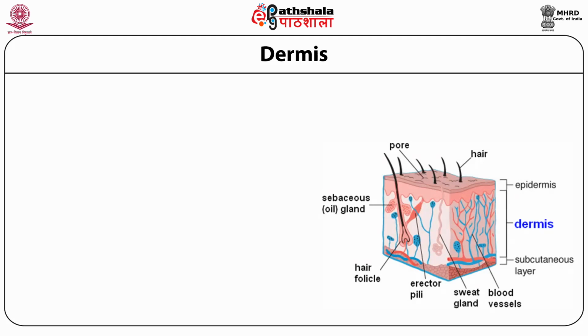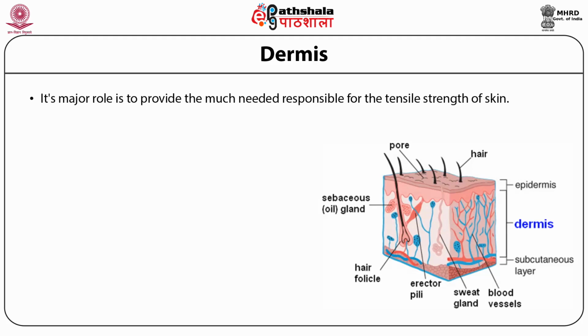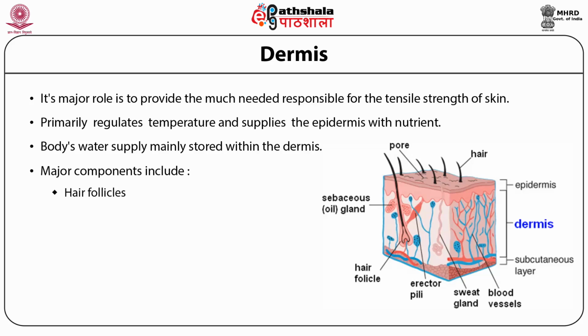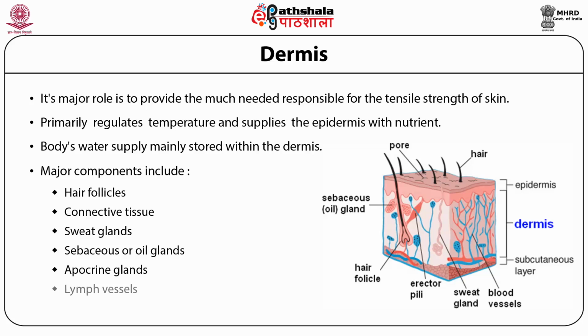Following the epidermis is the dermis layer, which has a major role in providing the much needed tensile strength to the skin. It primarily regulates the temperature and supplies the epidermis with nutrients. The body's water supply is mainly stored within this dermis. It has major components like the hair follicle, connective tissue, sweat glands, sebaceous or oil glands, apocrine glands, lymph vessels, and blood vessels.